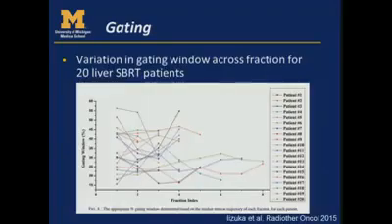And this just shows that for 20 liver SBRT patients that were gated, there was just a huge variation in the gating window that can be used from fraction to fraction. So it's not a matter of setting up the gate at the time of simulation. We know that patients' breathing patterns change, and even the correlation between your internal and external surrogates and tumor motion can change as we go through the treatment course. And so it's something that has to be looked at each fraction, not just at simulation.